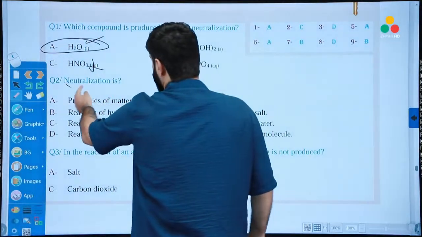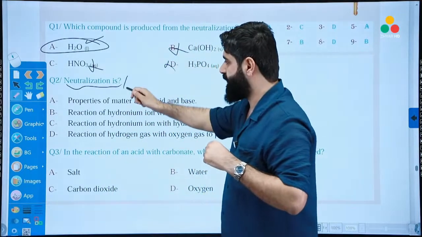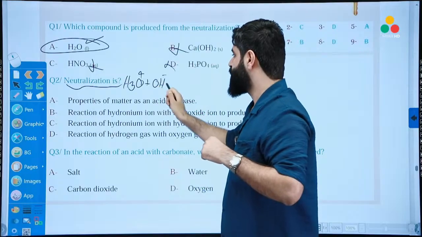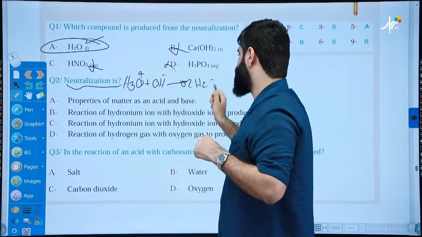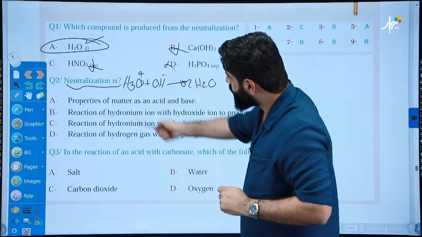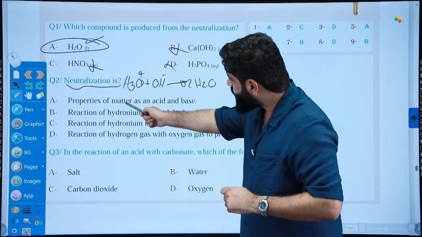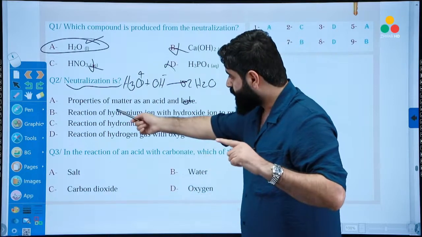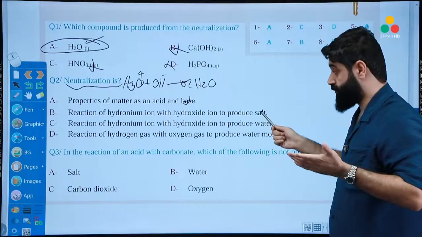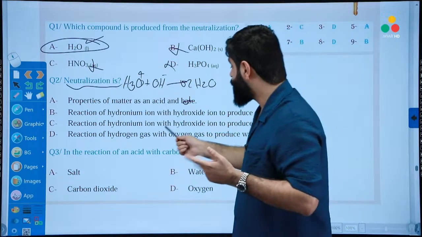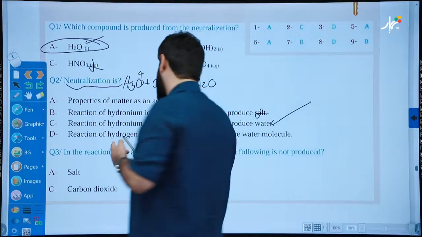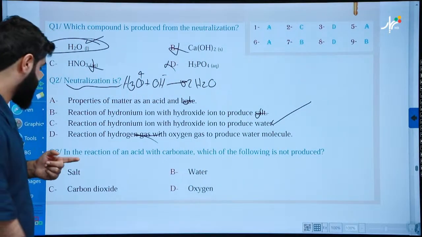What is neutralization? I remember you said it's H3O+ plus OH- to form 2 water molecules. But neutralization reaction is acid plus base. Neutralization is a property of matter? No. Reaction of hydronium and hydroxide ion to produce salt? No. Reaction of hydronium and hydroxide ion to produce water molecules? Yes, correct. Reaction of hydrogen gas? No, it's not the hydrogen gas.